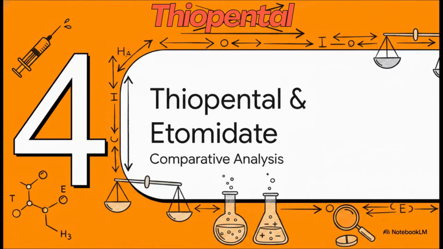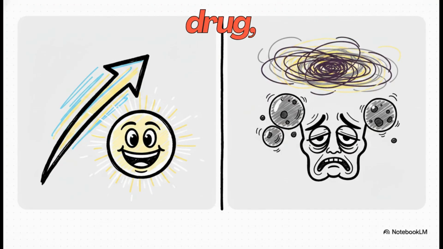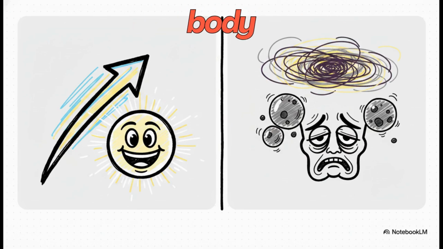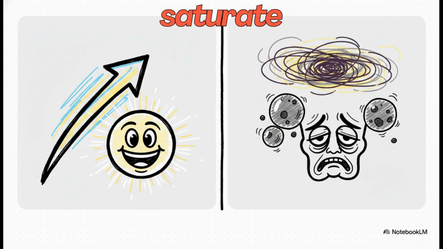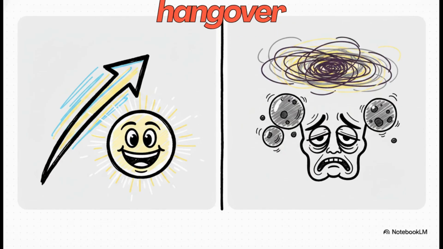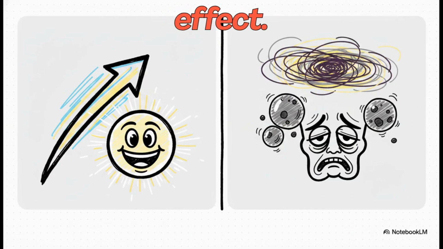Section 4. Thiopental and etomidate. Now, what's really interesting here is exactly why propofol largely replaced the older drug thiopental. While thiopental also has a fast onset, it is highly lipid-soluble and accumulates gradually in body fat. Unlike propofol's clean first-order kinetics, thiopental can saturate metabolic pathways, leading to zero-order kinetics and a prolonged, groggy hangover effect for the patient. Plus, thiopental has very little analgesic effect. Propofol's rapid recovery simply made it the superior clinical choice.